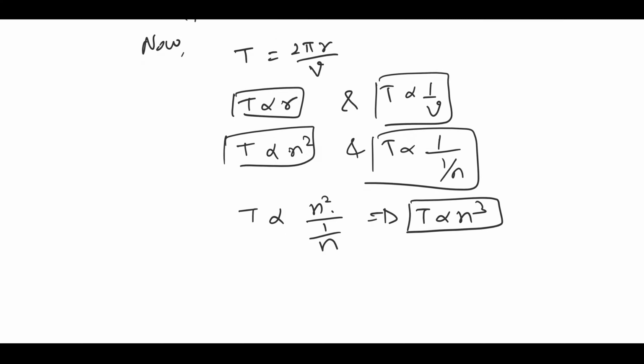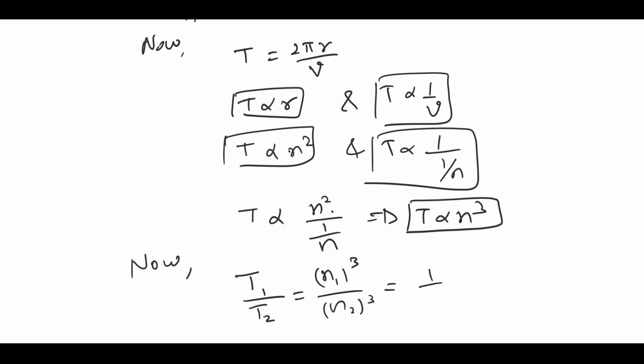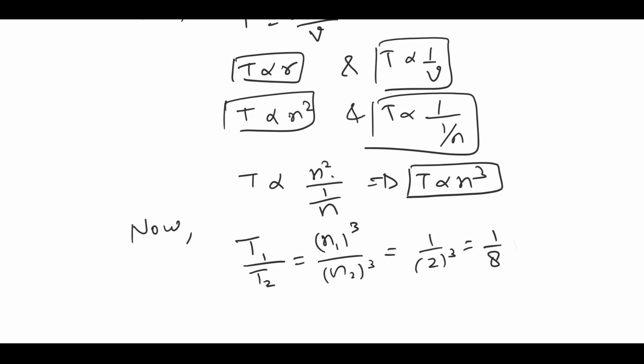Now, for n equals 1, let's say the time period is T1, and for n equals 2, the time period is T2. This would be n1 cube divided by n2 cube, which equals 1 upon 2 cube, or 1 upon 8.